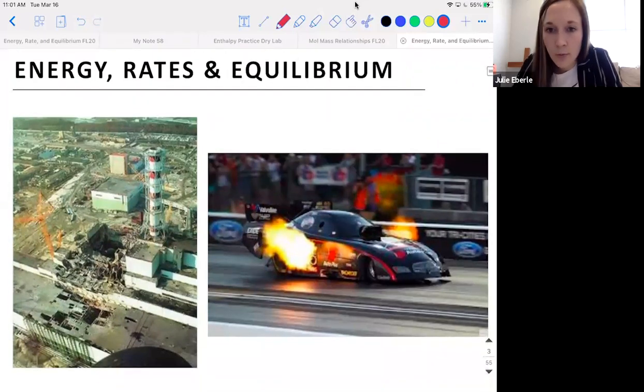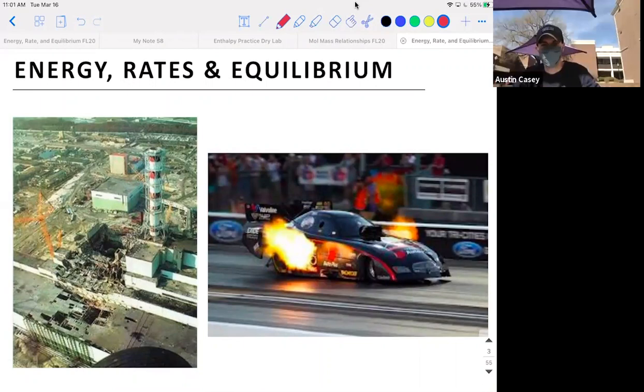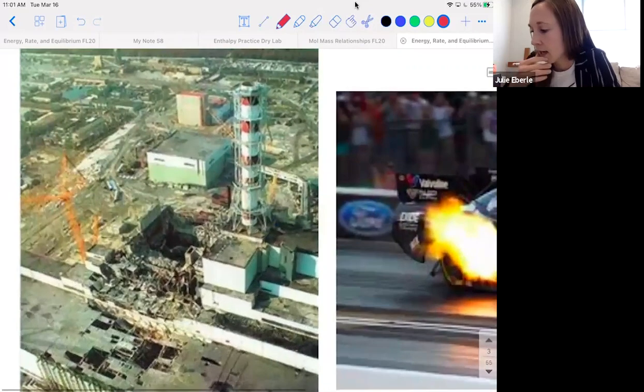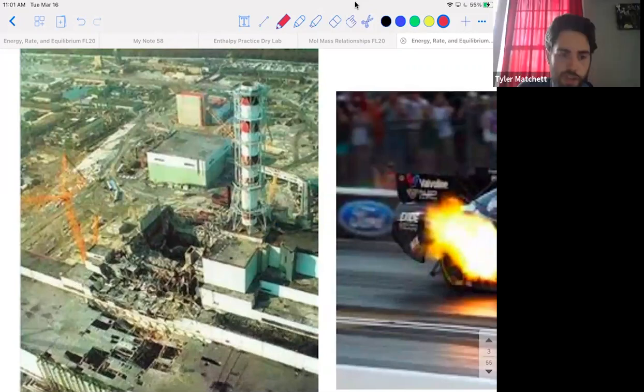But to prove the point that chemical reactions have energy associated, I have the aftermath or examples of 2 chemical reactions here via these pictures and the results of chemical reactions. So in this first picture, anybody recognize what this is? Actually kind of a famous picture. Might not be that famous, I guess, but. Is it Chernobyl? Mm-hmm. Very good.